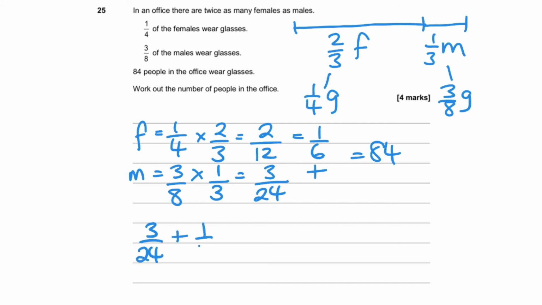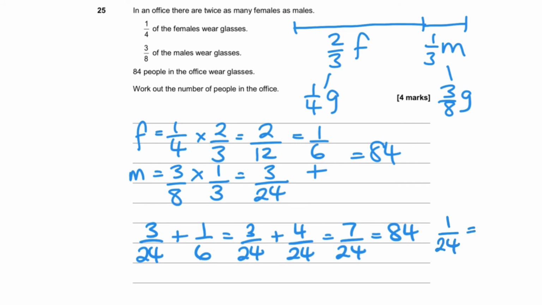3/24 plus a sixth, they need to be the same denominator at the bottom. So if we times a sixth by 4, top and bottom, we get 3/24 plus 4/24 is equal to 7/24, which is equal to 84 people. So if 7/24 of the office represent 84 people, 1/24 of the office will represent 12 people. So we need to times that by 24 to get the whole number of people in the office. So 24/24, or the whole, is equal to 288 people.